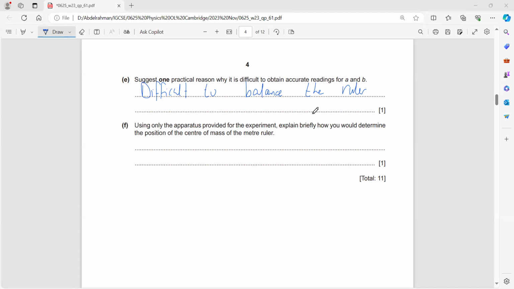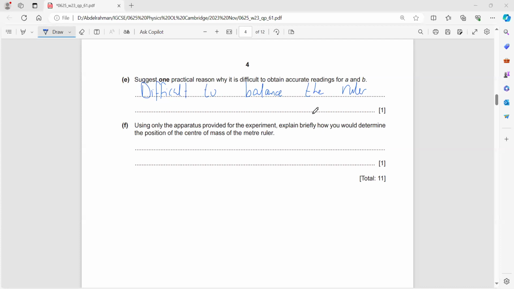When should I say the parallax error? When he says, for example, why should we take the reading from the ruler perpendicularly? Then I would say, to avoid the parallax error. Okay, that's when I say a parallax error.